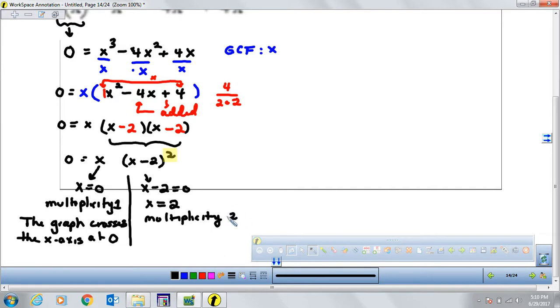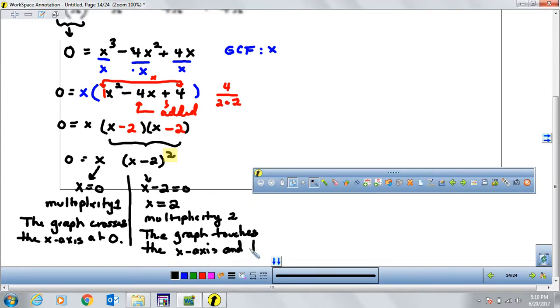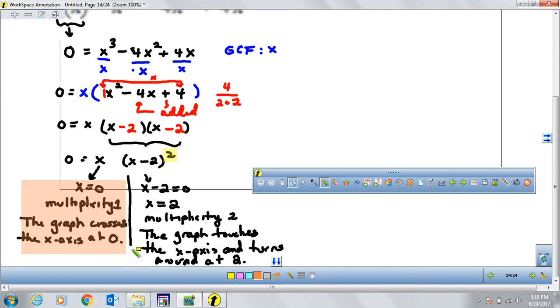Multiplicity of 2, this one is an even multiplicity, and anytime a function has an even multiplicity on a 0, then we can say that the graph touches the x-axis and turns around at 2. And those are my solutions for this problem. This is one of my zeros with multiplicity of 1, and it crosses the x-axis at that 0. This is my second 0 with multiplicity of 2, and it touches the x-axis and turns around at that 0.